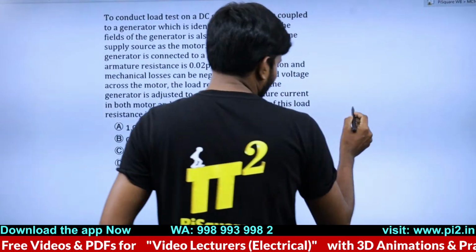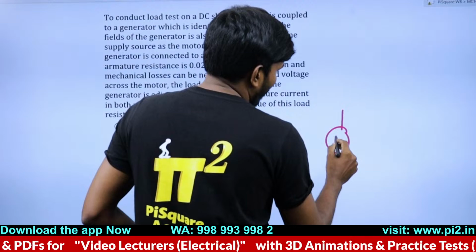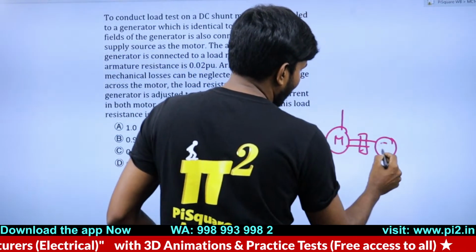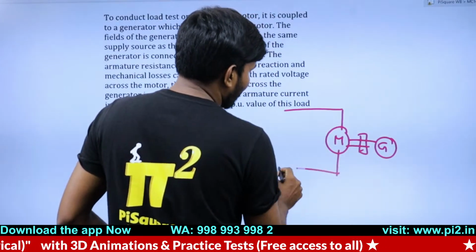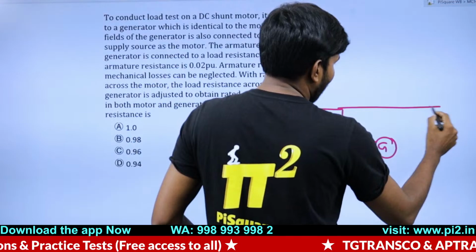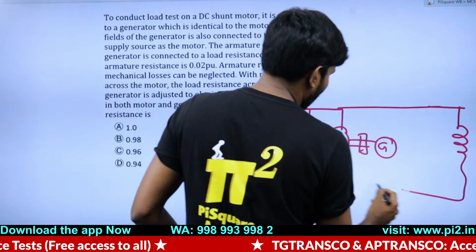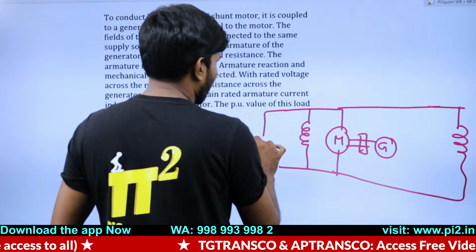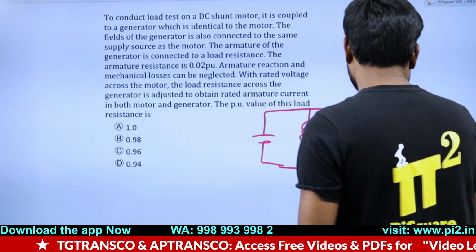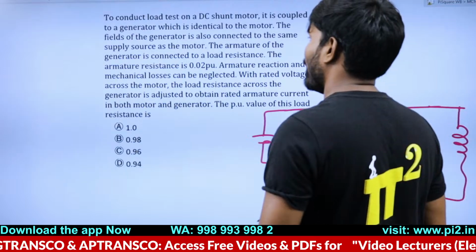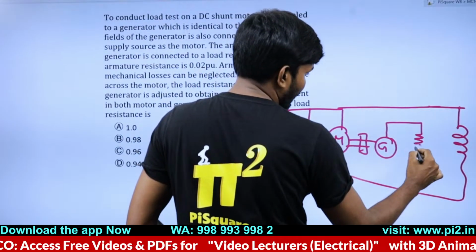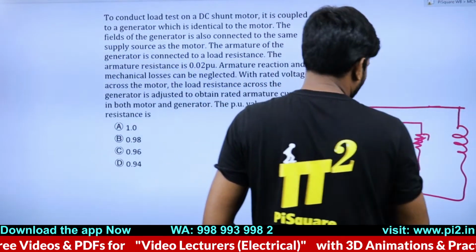So we have two machines, one is a motor which is coupled to a generator. These two machines are shunt field machines, and this generator also has a shunt field. Both the fields are connected to some supply like this. Then how is it getting loaded? The armature of the generator is connected to a load resistance. Interesting. Perfect combo.